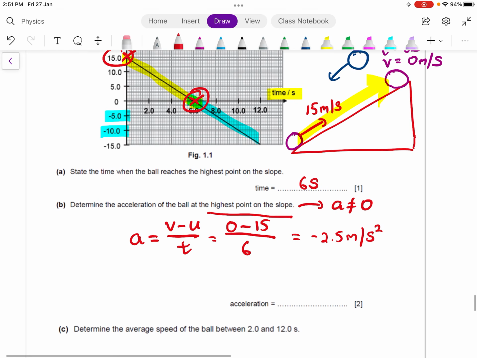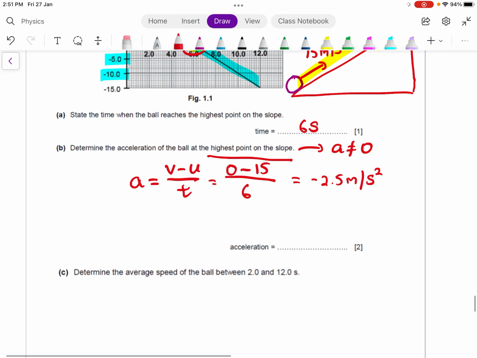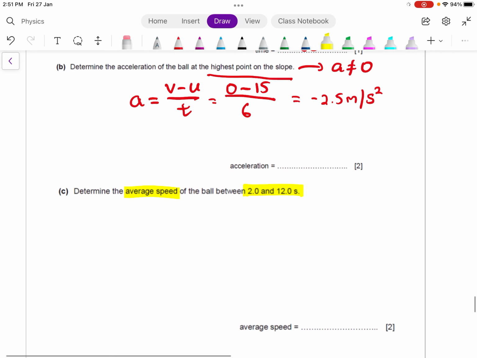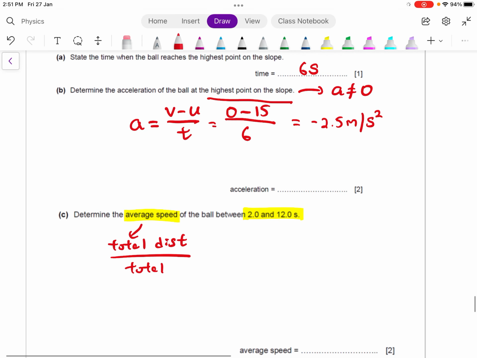Okay, so part C, determine the average speed of the ball between 2 and 12 seconds. Okay, so just take note for average speed, you must know the formula. Average speed is total distance divided by total time.